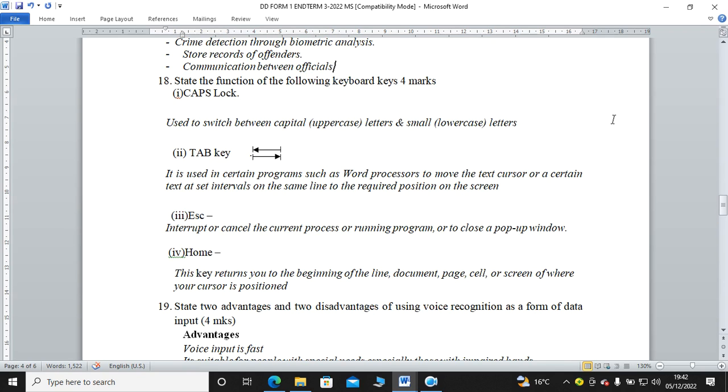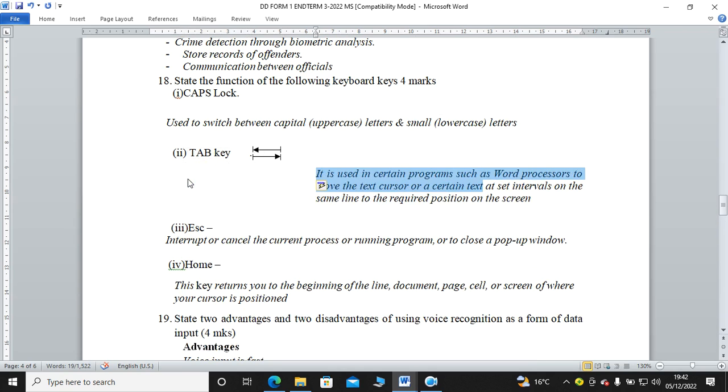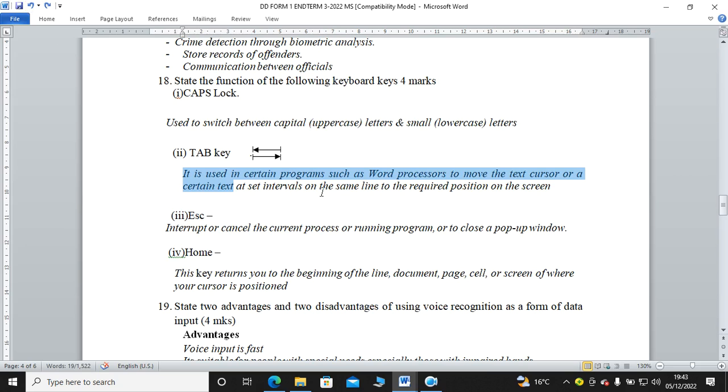We have tab key. Probably you have not used this. If I highlight this sentence and press tab key, see what happens. You see what's happening? That one is tabbing. So tab key is used to push a paragraph or a sentence few millimeters from the left margin. Then we have escape.